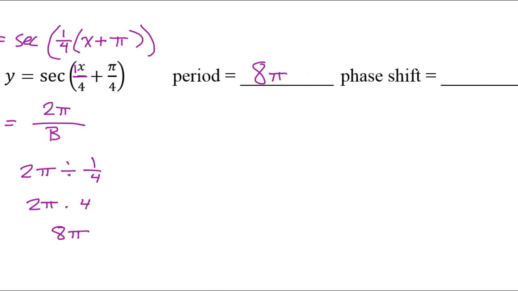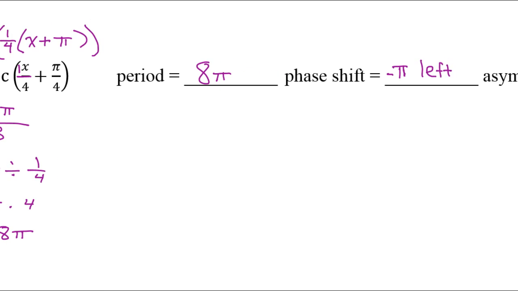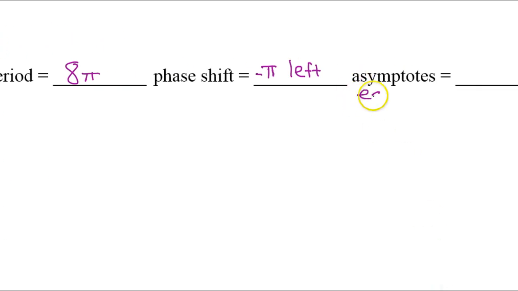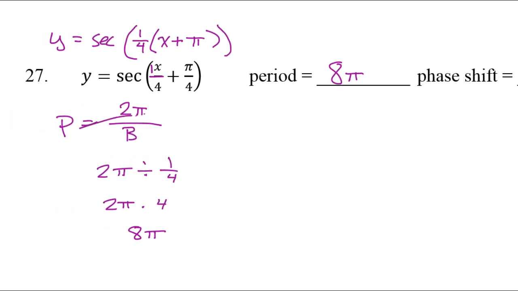Then there's the phase shift. Remember, look at this version of the equation. Alright, the phase shift is pi, well, negative pi. It's the opposite of this sign. So because of the plus pi, I'm going to put negative pi, and then just for good measure, I'm going to say left. Now, they also want the asymptote equation, but I'm going to do that at the end. Whatever. I'll do that at the end. So, this is going to be in my way, so I'm going to erase this now.